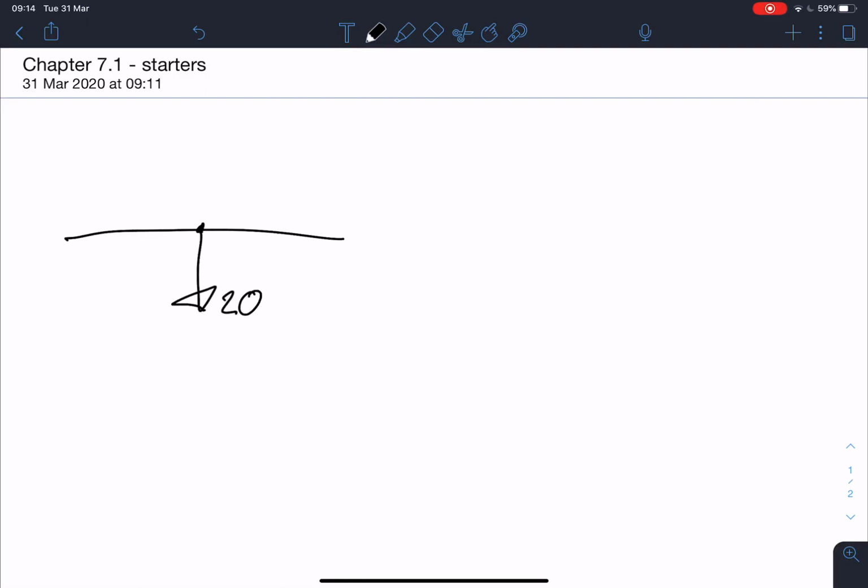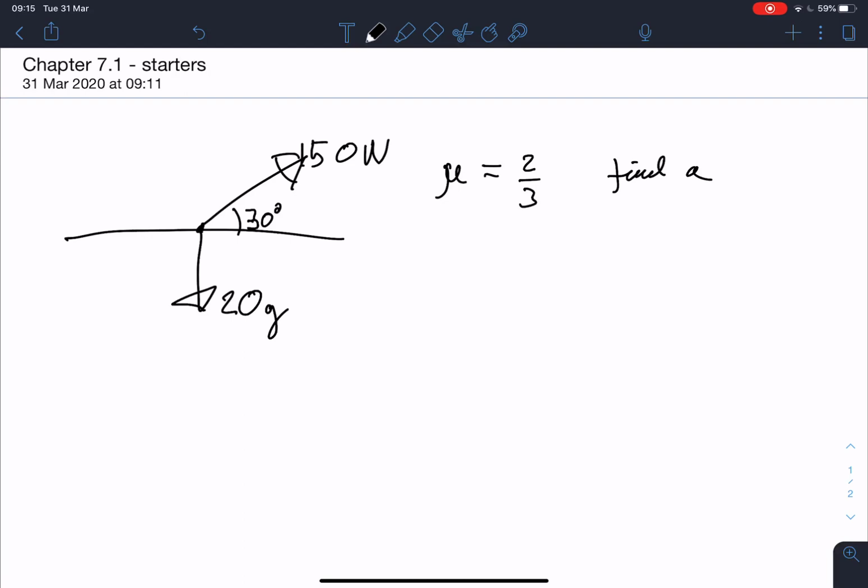So we've got a mass of 20 kilograms resting on a horizontal plane, a force of 150 newtons. So that's 150 newtons applied at 30 degrees to the horizontal, and that mu is equal to 2/3, and we need to find the acceleration. So first thing to do is to pause, have a go, then look at the rest of this little section.